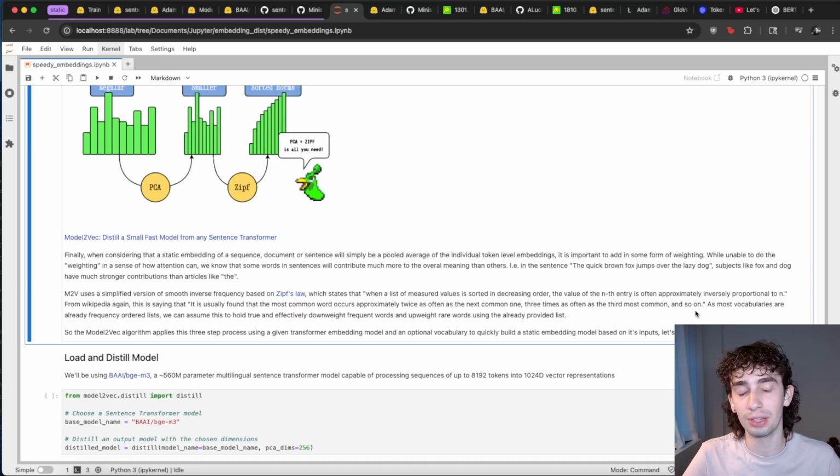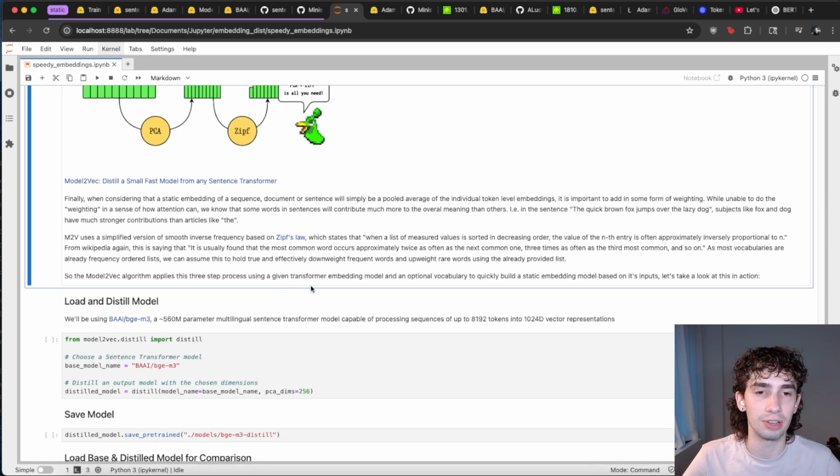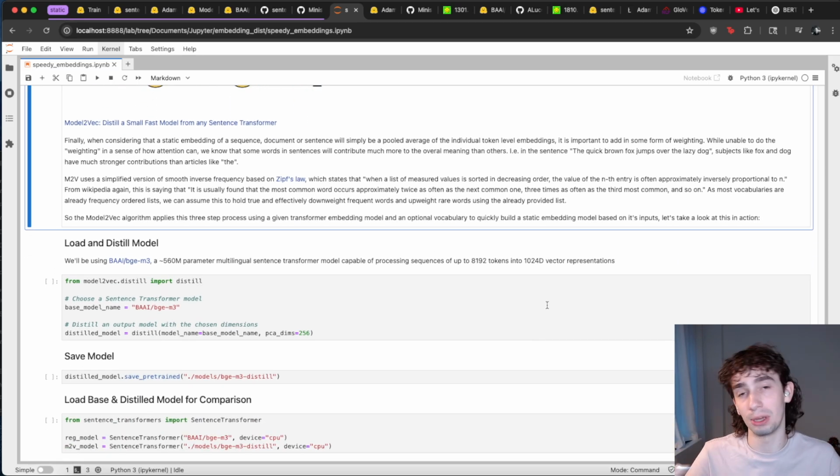And the thing that we can really take advantage of is that most vocabularies for these models are already frequency ordered lists. So we can assume that this holds true and effectively downweight frequent words and upweight more rare words, provided the list here. So the Model2Vec algorithm applies this 3-step process using a given transformer embedding model and an optional vocabulary to quickly build these static embedding models based on the inputs.